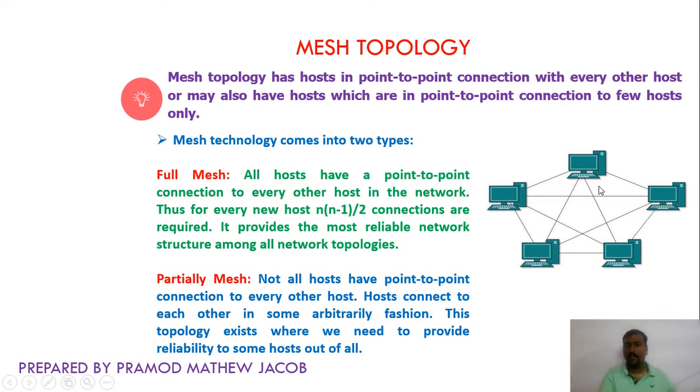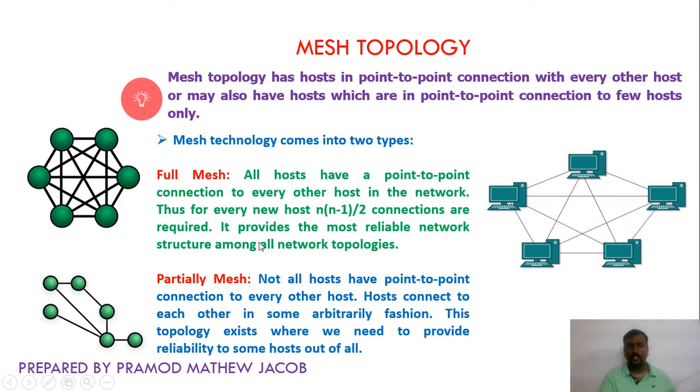So if there are 5 computers, then there will be n into n minus 1 by 2 connections, that is 5 into 5 minus 1 by 2. 5 into 4 by 2, that is 20 by 2, which is 10 connections between these computers. See, there are 1, 2, 3, 4, 5, 6, 7, 8, 9, 10 connections.